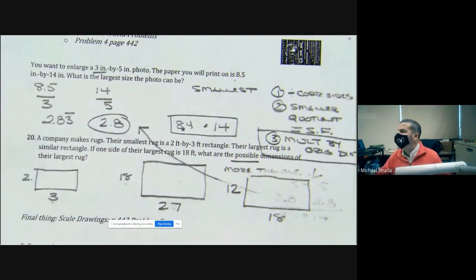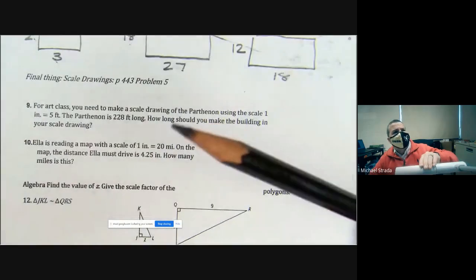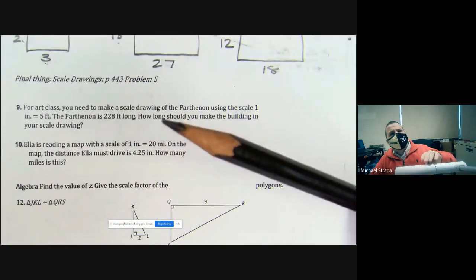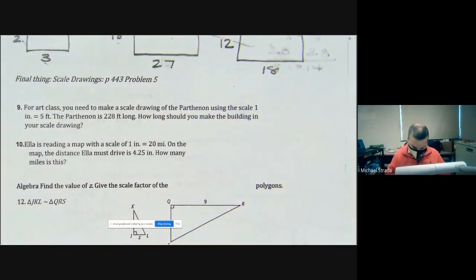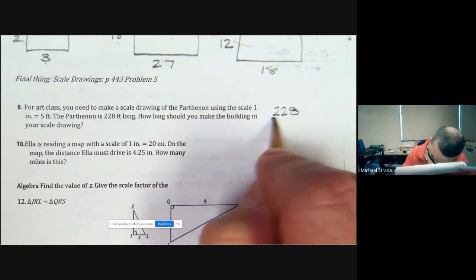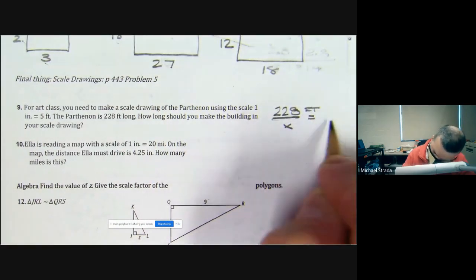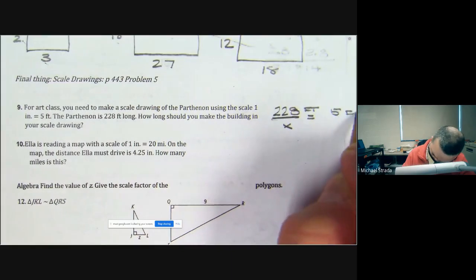You've seen a lot of this stuff before, correct? In previous math classes, similar figures, scale factor. Okay. So now more real world stuff. For our class, you need to make a scale drawing of the Parthenon using the scale 1 inch equals 5 foot. The Parthenon is 228 feet long. How long should you make the building in your scale drawing? All you are going to do is 228 over x, where that is feet, equals 5 feet over 1 inch.